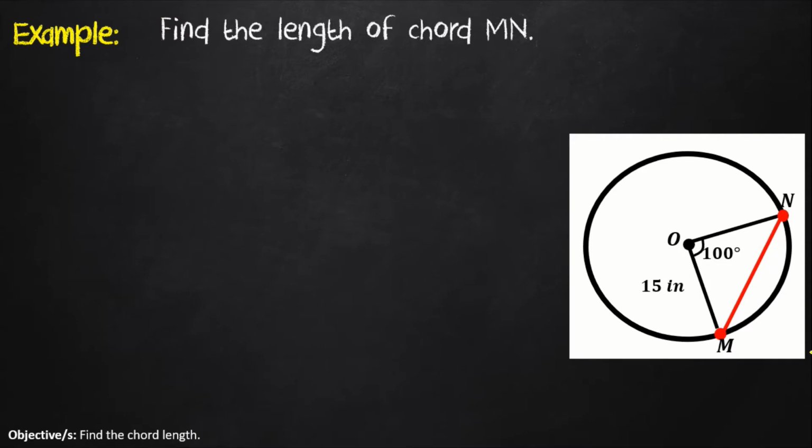In circle O, find the length of chord MN. Ito yung chord natin, itong red segment. It is the segment whose endpoints are 2 points on the circle. Now, sa illustration natin, given na ang radius, the length of the radius, which is 15 inches, at ang degree measure ng central angle subtended by this chord, and the measure is 100 degrees.